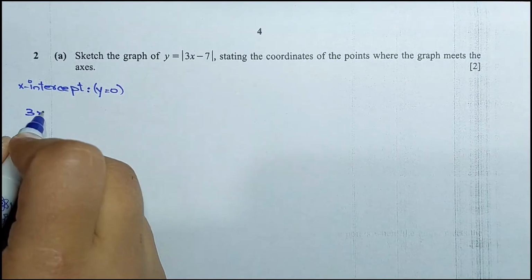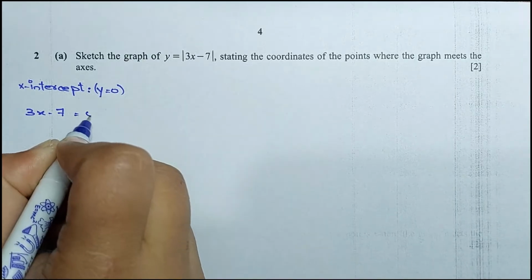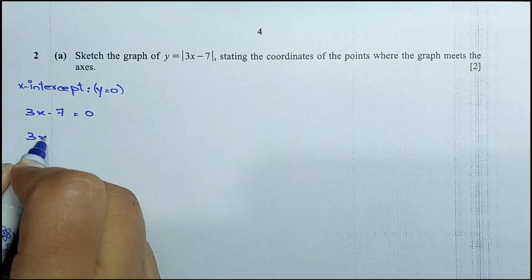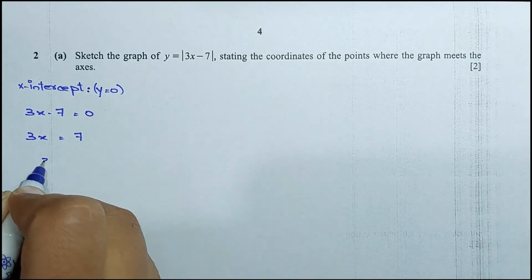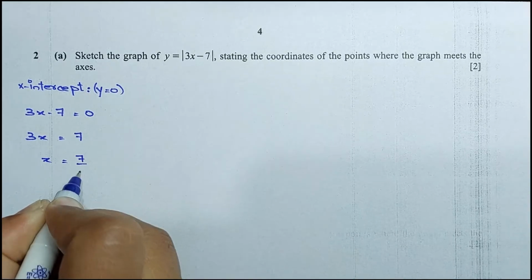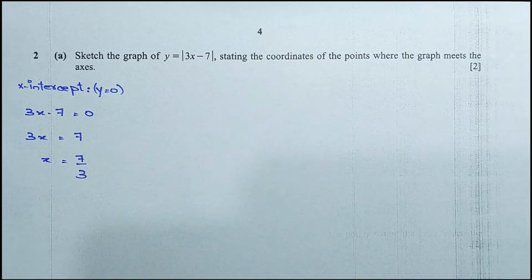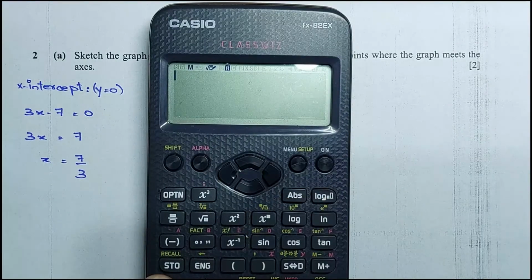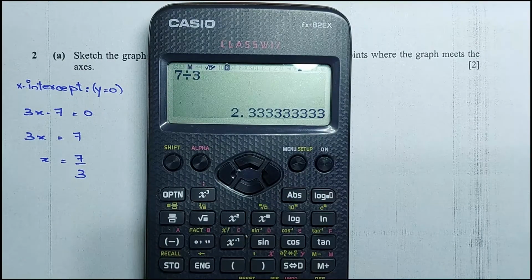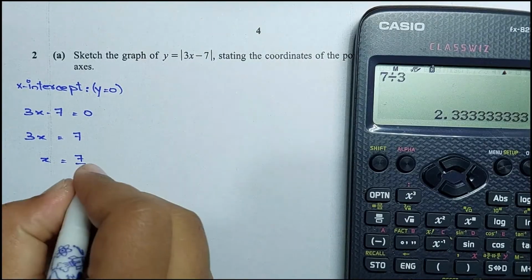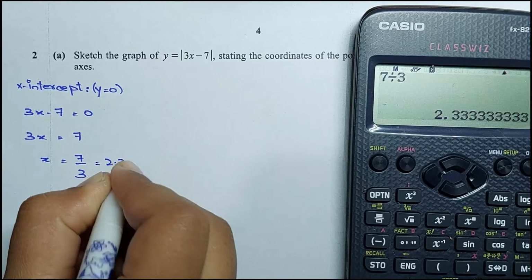So we have 3x minus 7 equals 0, so 3x equals 7 and x equals 7 over 3. In terms of decimal, 7 over 3 is 2.33.